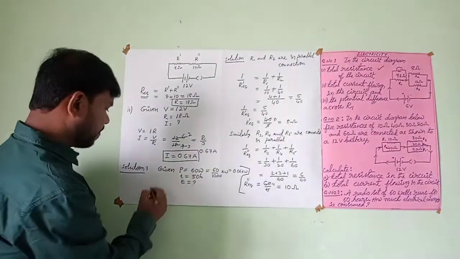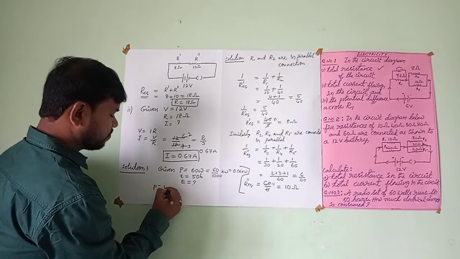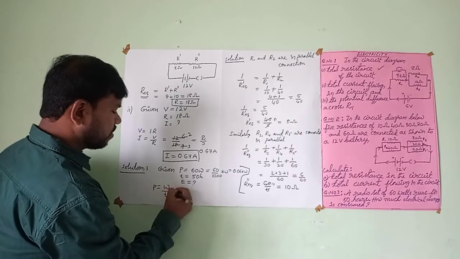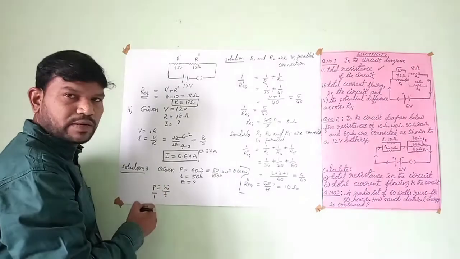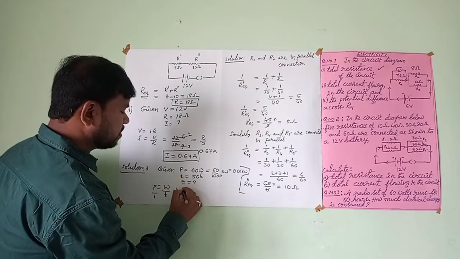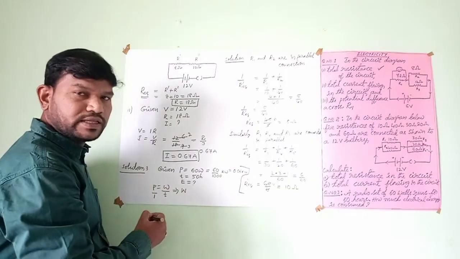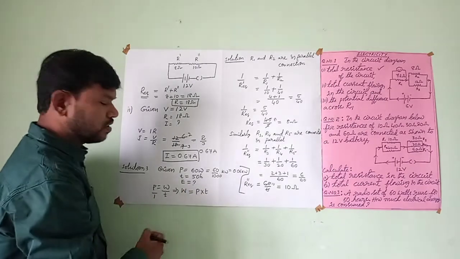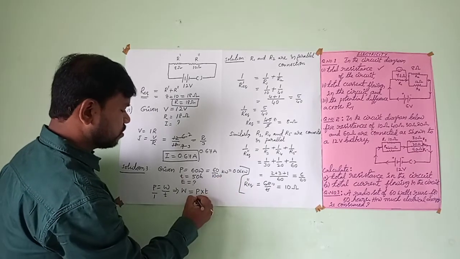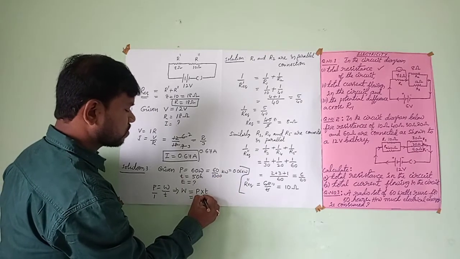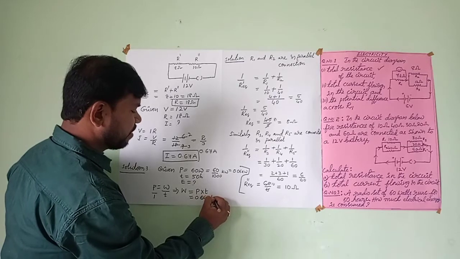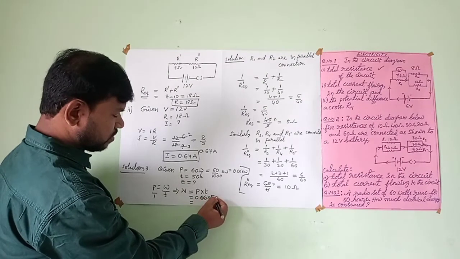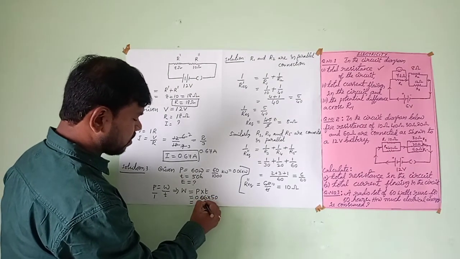Now we know the formula, electric power P is equal to electrical energy consumed by the device divided by time. From this formula, by cross multiplication, W, the electrical energy consumed by the device, is equal to power into time. So power is 0.06 into time 50 hours. 0.06 into 50 gives 3 kilowatt hour.